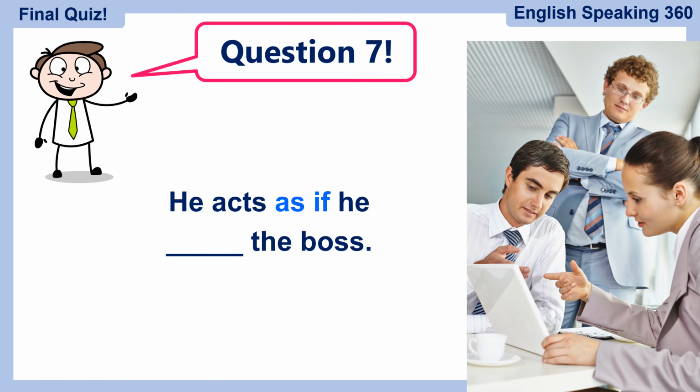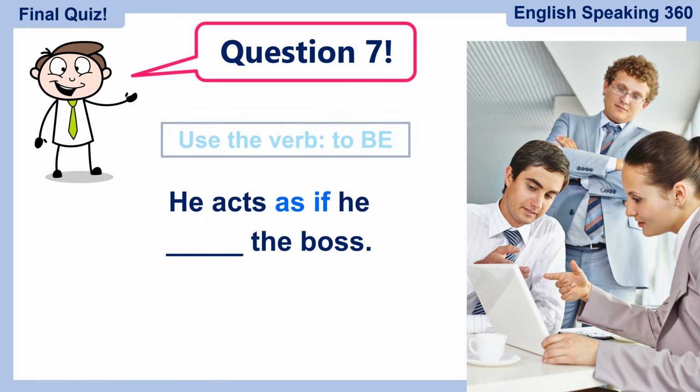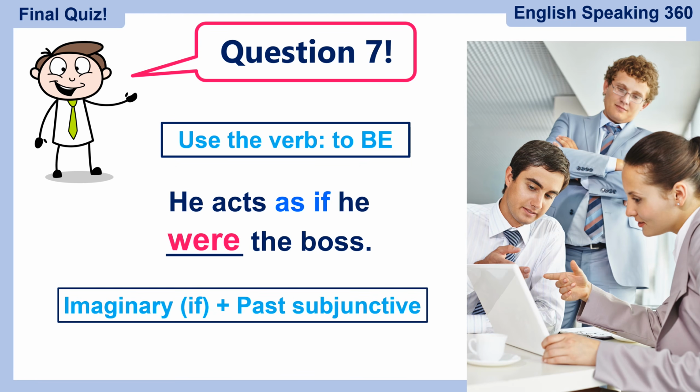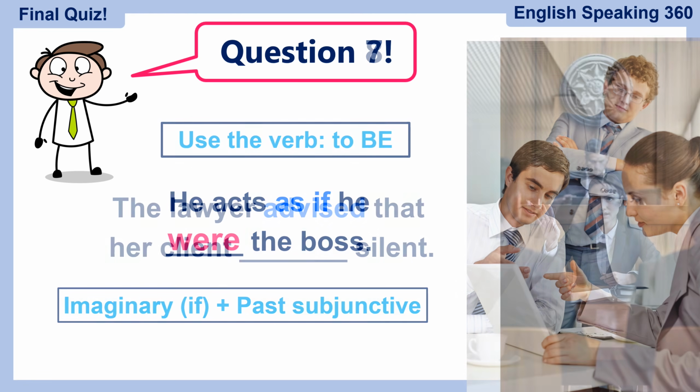Question 7. He acts as if he the boss. Try to use the verb to be in this sentence, and the guy in the background of the picture is not the boss, but he acts as if he were the boss. Why do we use were? It is an imaginary if sentence, and the past subjunctive of the verb to be is were for all subjects.